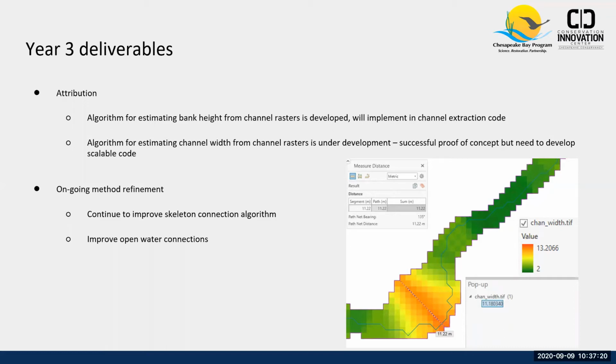And then ongoing method refinement, as I mentioned, we're always trying to improve our process. So just some current items that we're working to improve are the channel skeleton connection algorithm. There's a few certain instances where it doesn't make connections where you'd expect them. So we're working to improve that. And one of those is over open water. So when streams feed into lakes or large rivers, we'd like to get nice center lines across those water bodies connecting to the downstream outlets or tributaries.